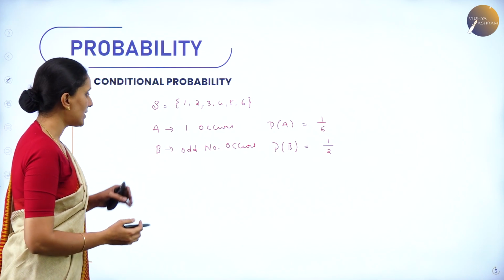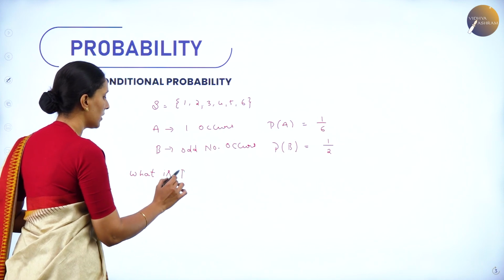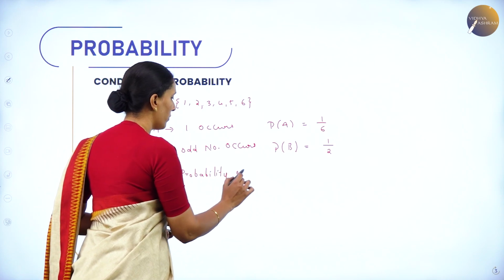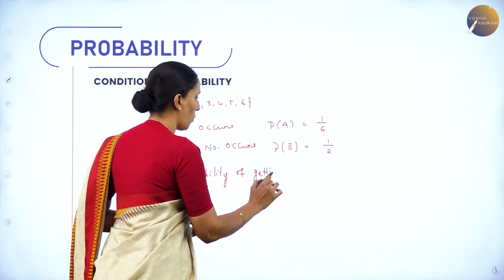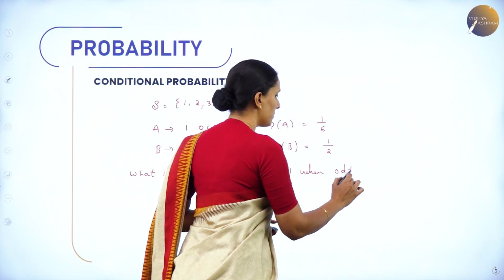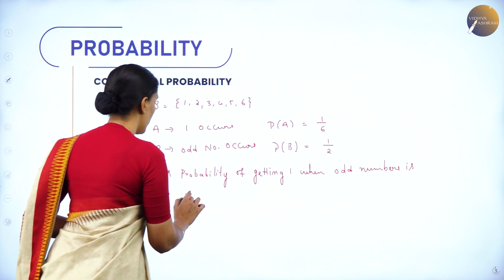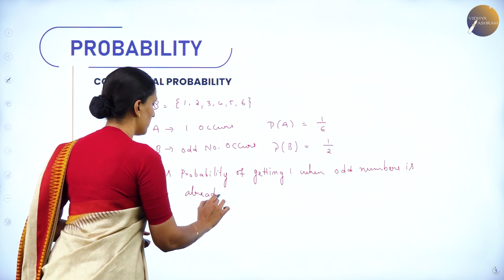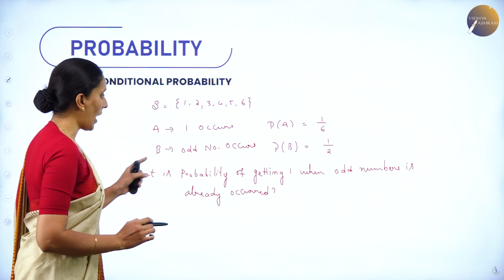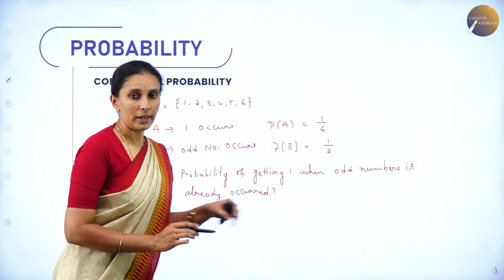Now, I'll modify the statement. What is the probability of getting 1 when an odd number has already occurred? So here I need to calculate the probability of 1 where the odd number has already occurred on the die.